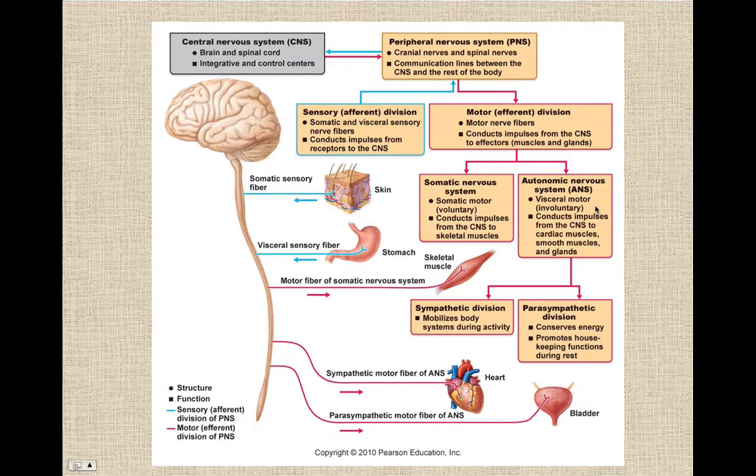Autonomic nervous system is going to be your visceral motor, which is going to be involuntary. So that would be your respiratory, your cardiovascular system, your digestive, and then it would also be your urogenital. It conducts impulses from the central nervous system to cardiac muscles, smooth muscles, glands. So you're either going to contract, relax, or secrete. Those are going to be the primary objectives of the autonomic nervous system. And again, we're going to have a lot of fun when we get into the autonomic nervous system and discuss exactly what is happening. Now you have the sympathetic, which is going to be mobilized in body systems during activity.